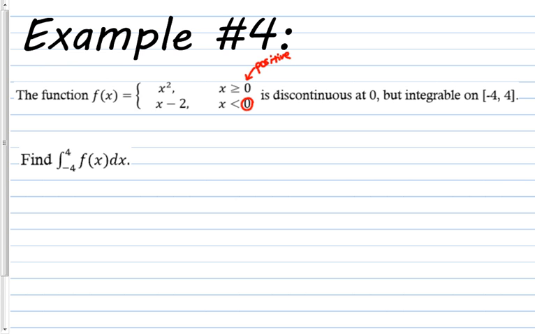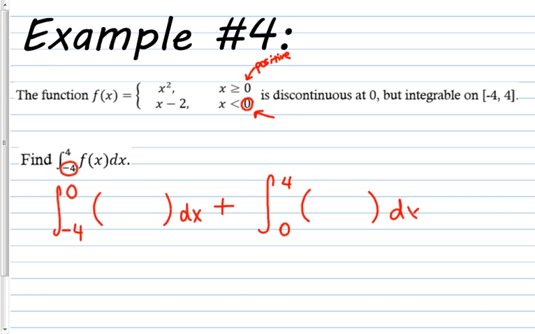So in order to find this integral, I am actually going to have to do 2 integrals. One is going to be from -4, and here's where I got the -4 from, all the way up to 0, and this is where I got the 0 from. And then the other one is going to be from 0 to +4. And then what goes in here is going to get added to this.